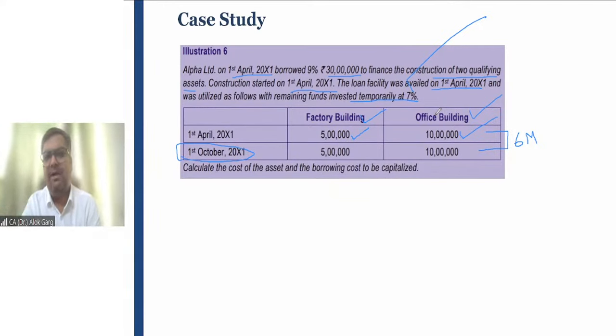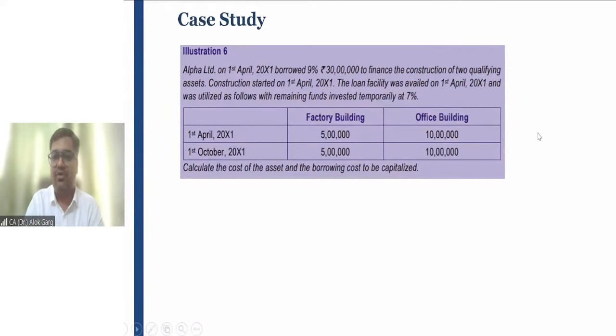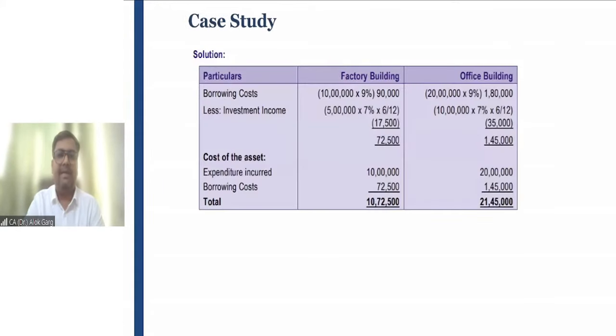And what is your 30 lakh multiplied by 9%? It is your 2,70,000. Then you need to compute your interest income, which is 15 lakh multiplied by 7% multiplied by 6 by 12. It will give you some amount, right? So you will reduce your interest income from interest cost. It will give you a net interest cost, which is going to be capitalized.